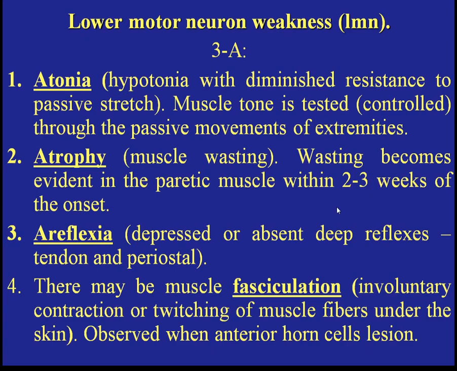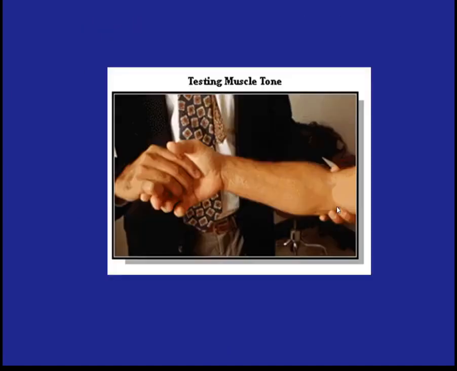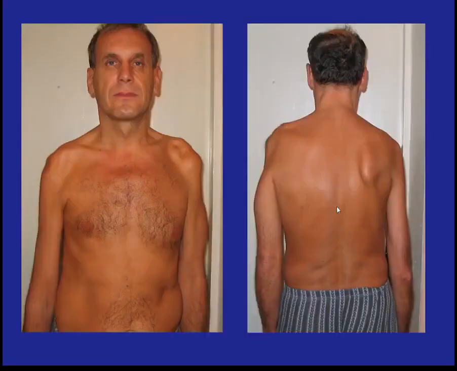There may be muscle fasciculation, involuntary contraction or twitching of muscle fibers under the skin, observed in anterior horn lesion. I want to show some pictures with examples of lower motor neuron weakness. This picture shows testing of muscle tone, passive flexion and extension of extremities. On this picture you can see muscle atrophy.